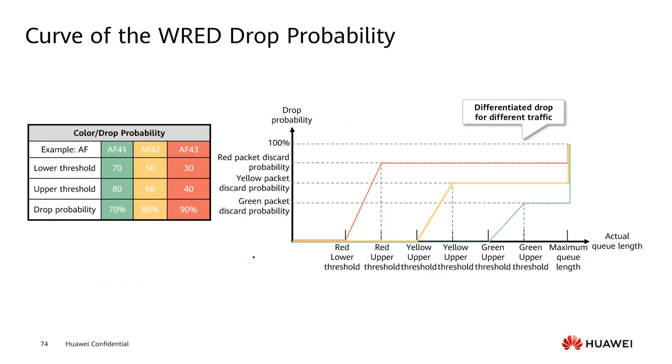When we do the congestion avoidance, we can set what the red color drop rate is, what the yellow color drop rate is, what the green color drop rate is. That's what the color is used for. So this color is like an inner mark. For the red color, you set the drop rate. Green color, you set the drop rate. Yellow color, you set the drop rate. That's all.